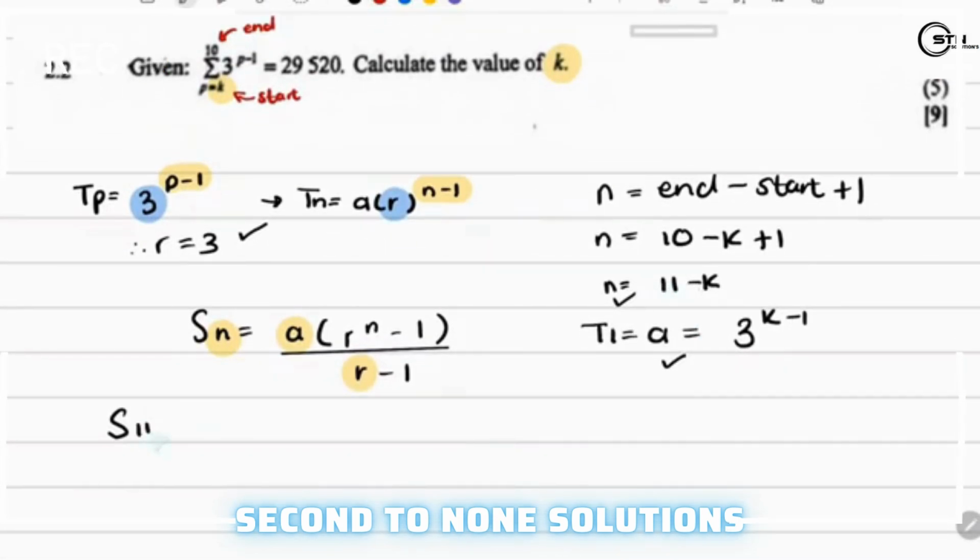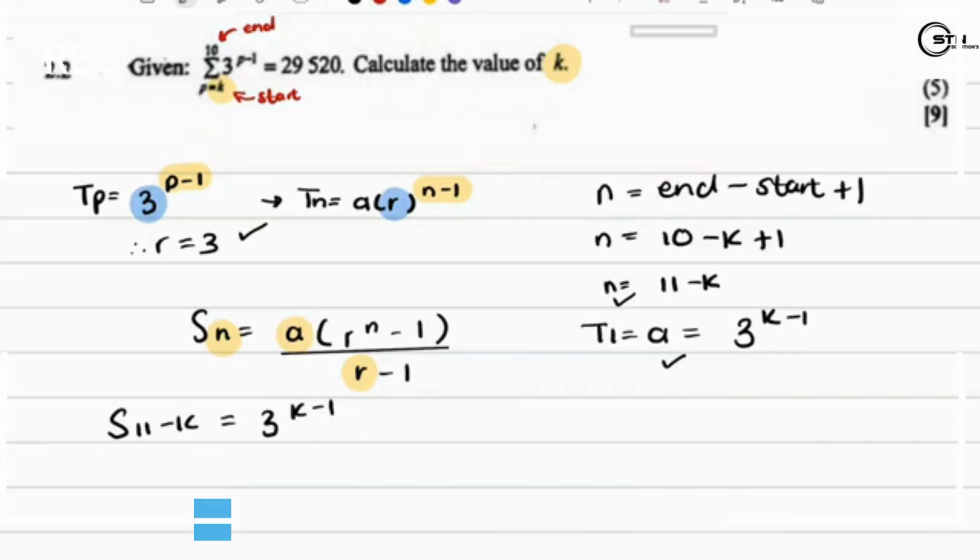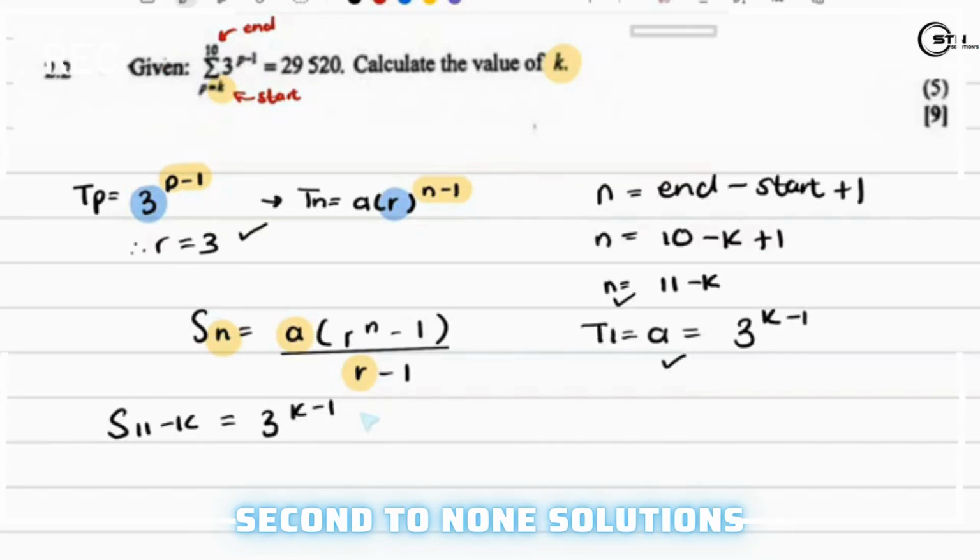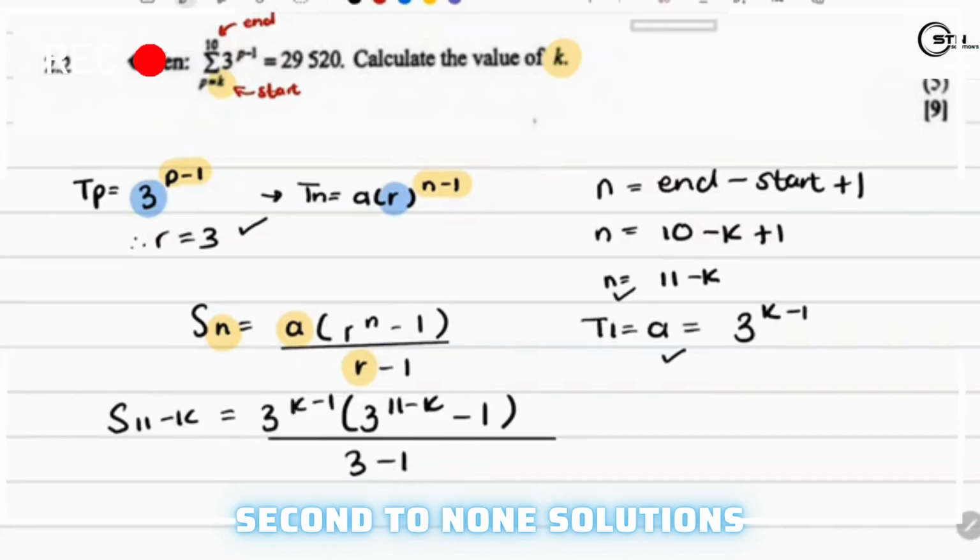So I'll call that S of 11 minus k is equal to, our a value is 3 to the power of k minus 1. This is just a case where you just have to trust the process and trust that you actually have found each of the values that you needed to find correctly. And then r is 3. So 3 to the power of, well, we know n is 11 minus k minus 1, all over r minus 1, which is 3 minus 1.